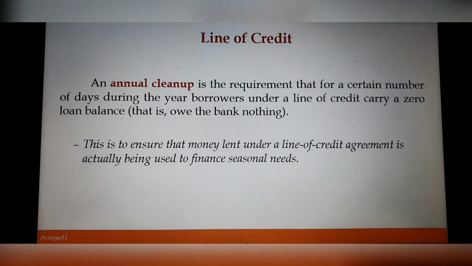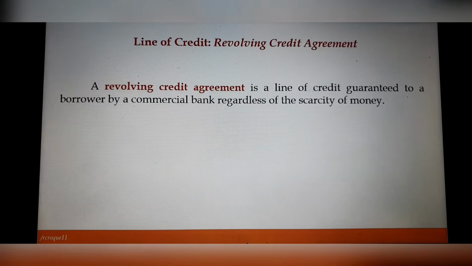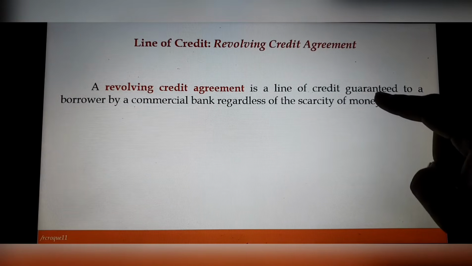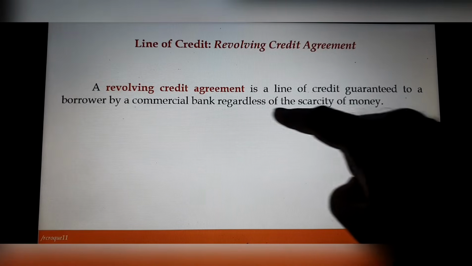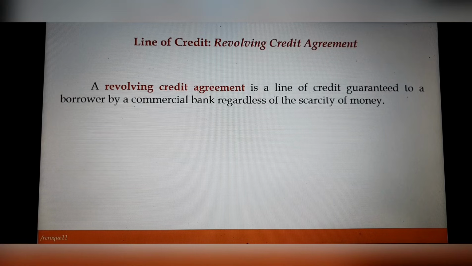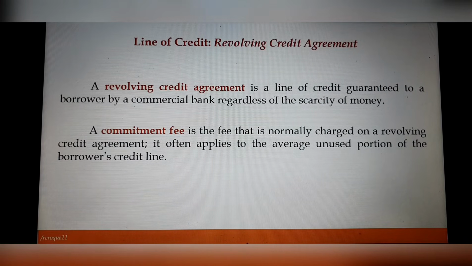Okay, so recap. Number 1, single payment note. Number 2, line of credit. And number 3, we have the revolving credit agreement. So what is this revolving credit agreement? The line of credit guaranteed to a borrower by a commercial bank regardless of the scarcity of money. Magkaubusan man ng pera, si bangko will ensure na itong firm na to ay pauutangin niya ng ganitong amount of money. Pero syempre, doing that, meron tayong tinatawag na commitment fee.